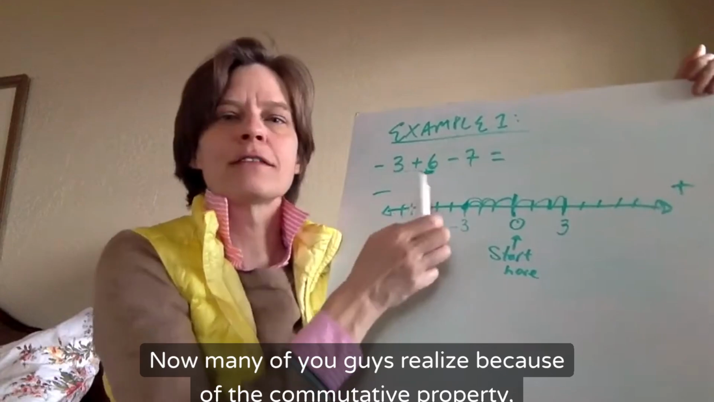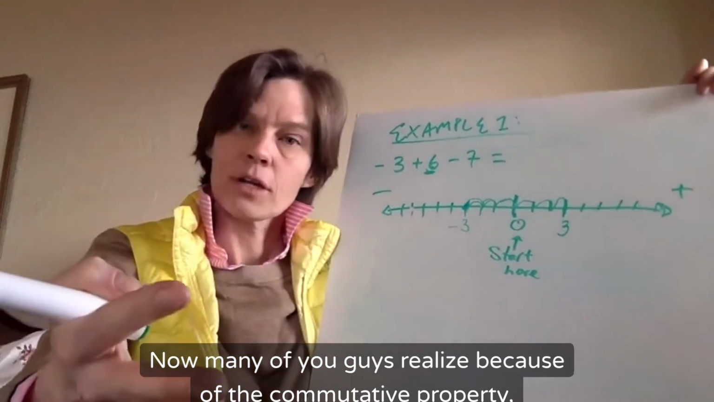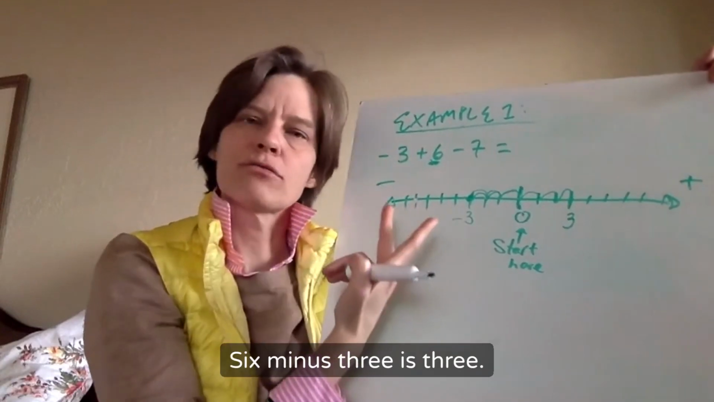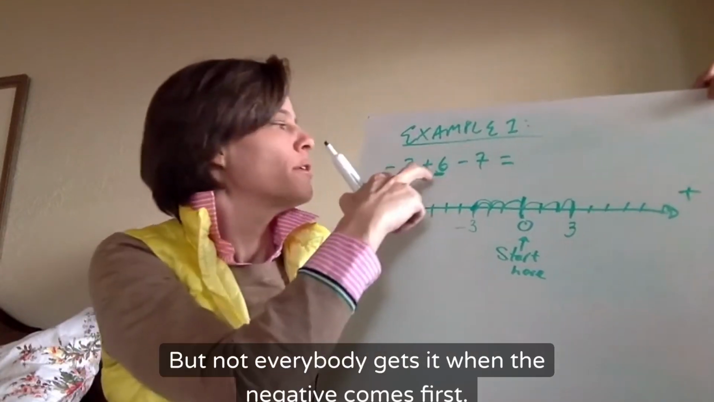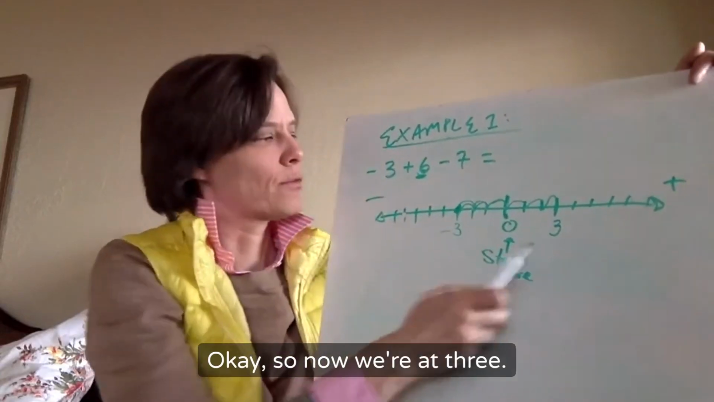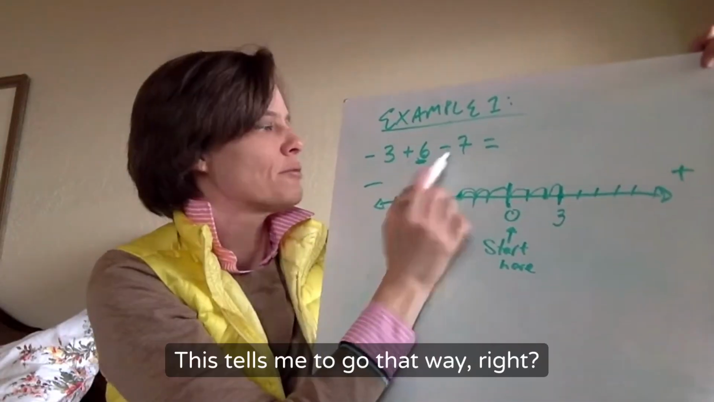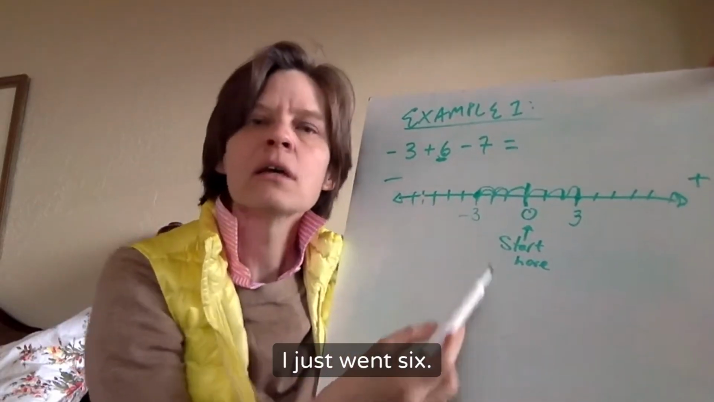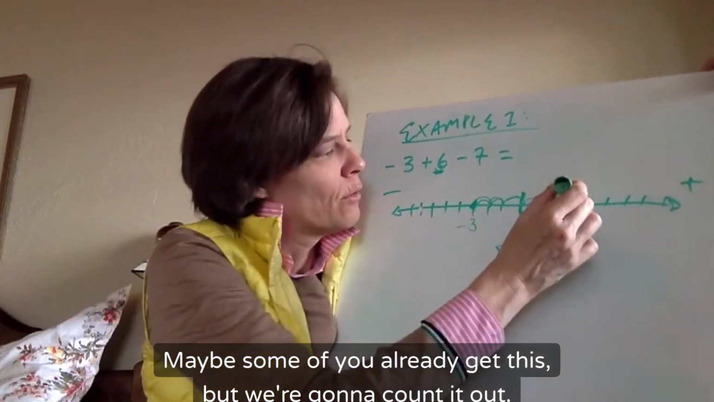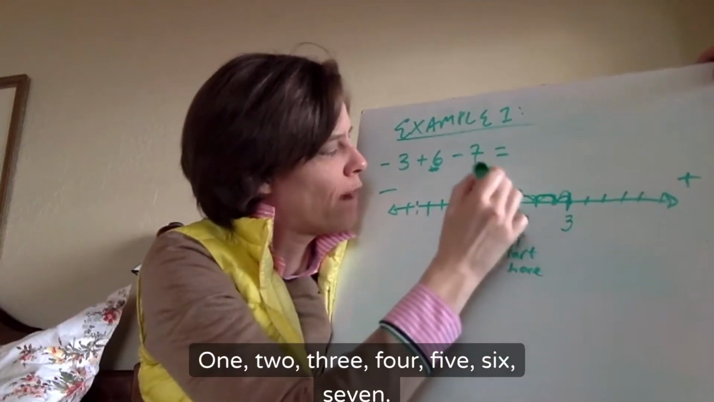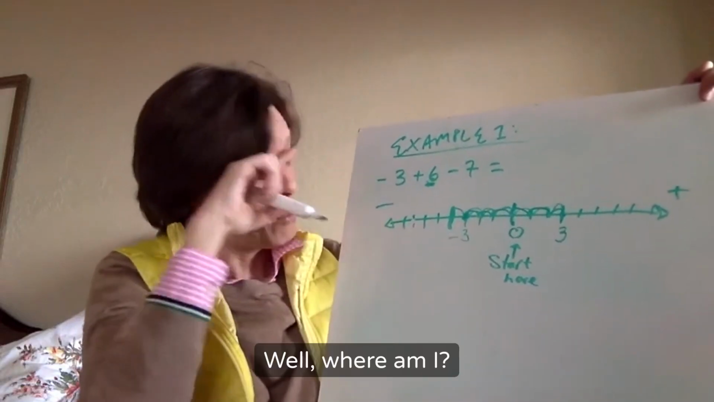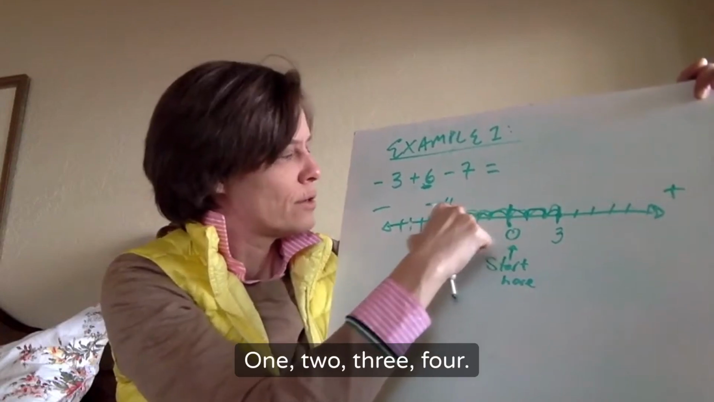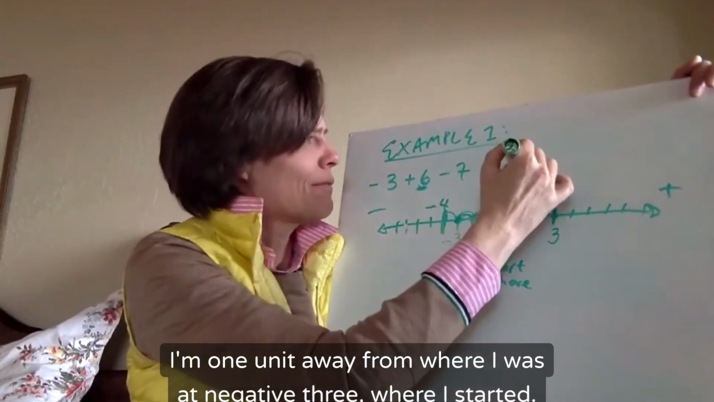Now, many of you realize because of the commutative property, see, my brain always switches up. You can flop these. 6 minus 3 is 3. We memorize that, don't we? 6 take away 3. But not everybody gets it when the negative comes first. Okay, so now we're at 3. Here's where we are. Journey. This tells me to go that way, right? How far do I go that way? I go 7. Well, I just went 6. Maybe some of you already get this, but we're going to count it out. 1, 2, 3, 4, 5, 6, 7. Well, where am I? I'm at -4. Right? I'm in this direction, 4 units. 1, 2, 3, 4. I'm 1 unit away from where I was at -3, where I started.